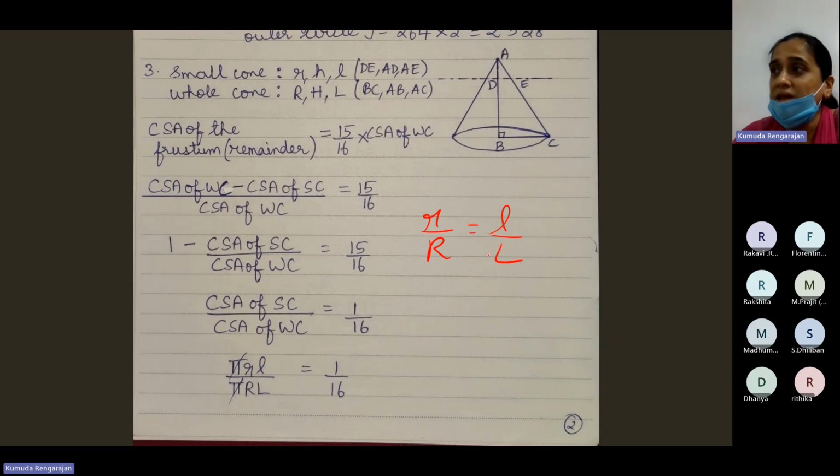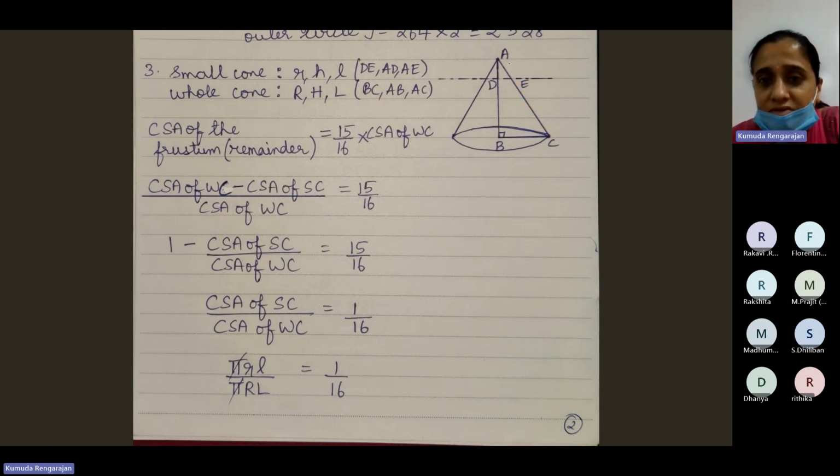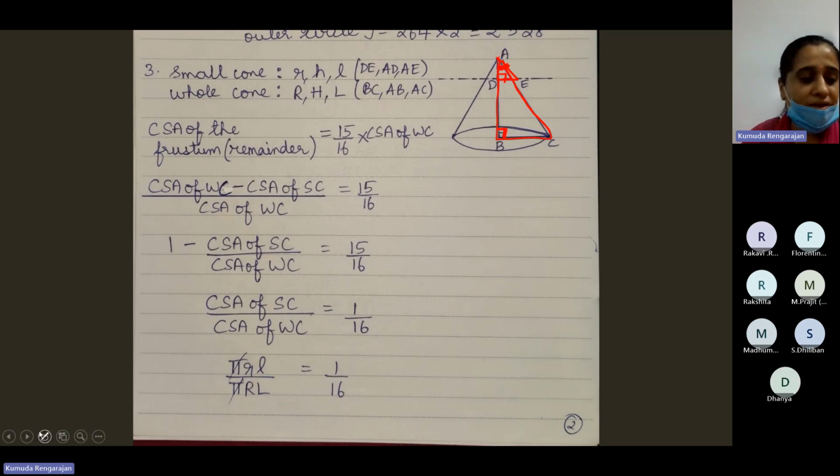Now we are going to use similarity to proceed. Look at this triangle ADE, the small triangle ADE, and this whole triangle ABC are similar to each other. The small triangle ADE is a right triangle because this is 90. The whole triangle ABC is also a right triangle. This is 90. And then this is the common angle. This vertex angle is a common angle, not the entire vertex angle, only this half of it. Angle DAE is equal to BAC, common angle.